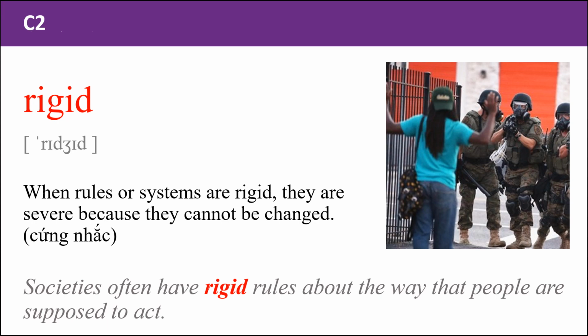Rigid. When rules or systems are rigid, they are severe because they cannot be changed. Societies often have rigid rules about the way that people are supposed to act.